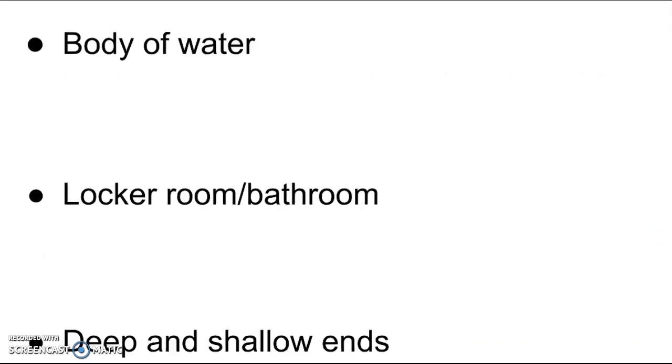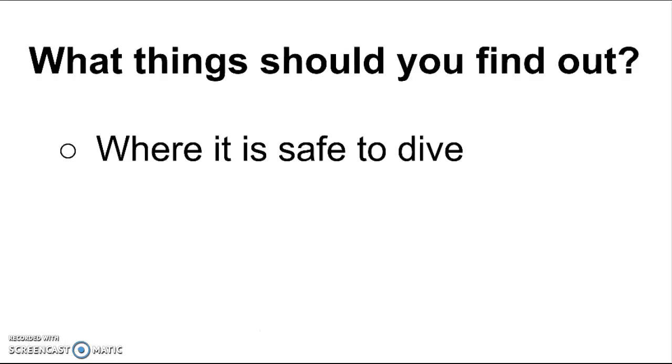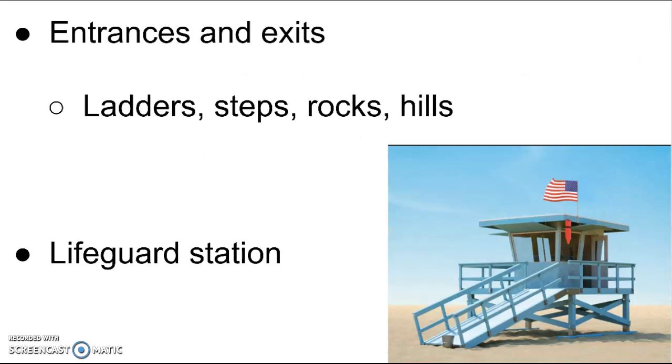It's important to know where the water is located, where locker rooms or bathrooms are, where the deep and shallow ends are. We want to know where the deep end is because we want to know where it is safe to dive. We should not be diving in shallow ends. We want to know where entrances and exits are and what types of entrances or exits they are. They could be ladders, steps. At a river or lake, it could be rocks or hills.